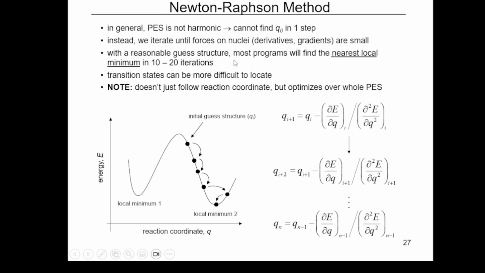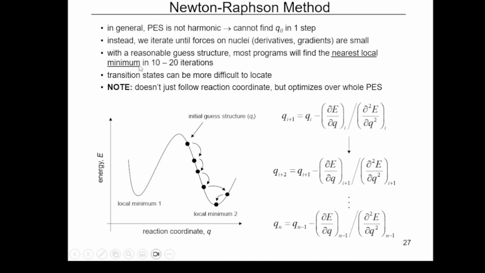With a reasonable guess structure, most programs will find the nearest local minimum in 10 to 20 iterations. It means if you give a structure to the software and the software can optimize it in the next 10 to 20 steps, it means your guess structure is quite good. But if the software is taking more than 20 steps, it means probably your input structure is not that good.